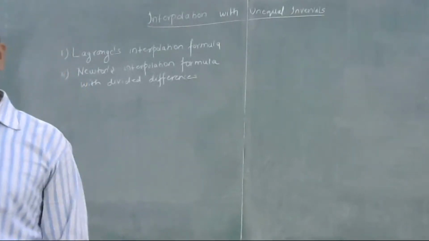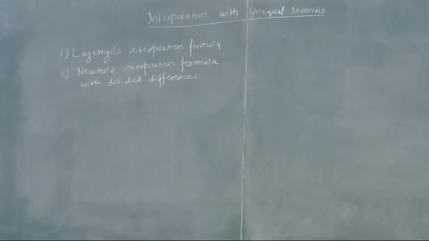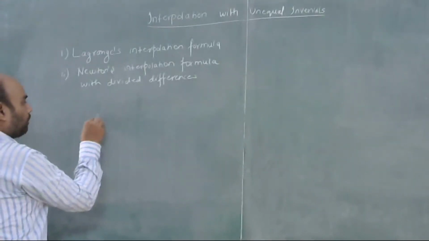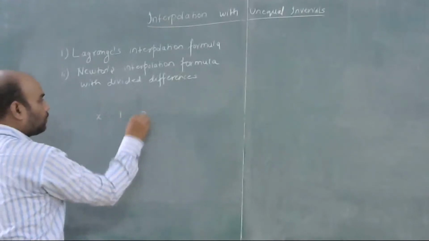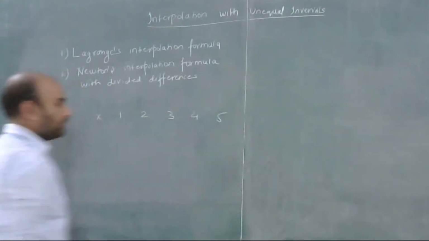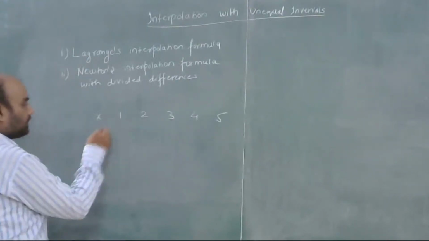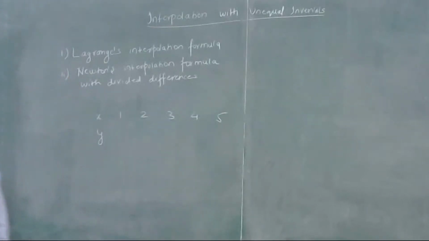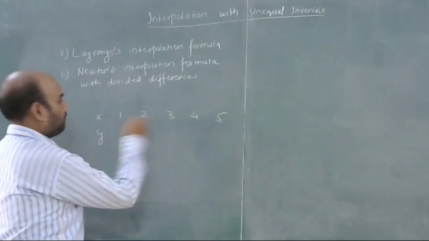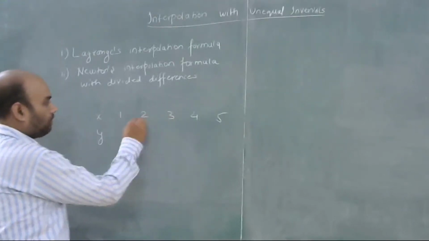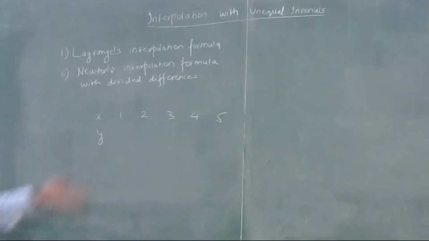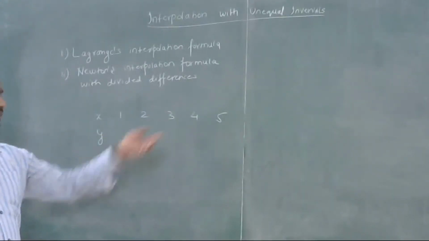Here the spacing between the values of x is not uniform. Earlier, the values of x were 1, 2, 3, 4, and 5, evenly placed, so the step difference is 1. The value of x is given with the corresponding value of y, and we solved the missing terms in this case.